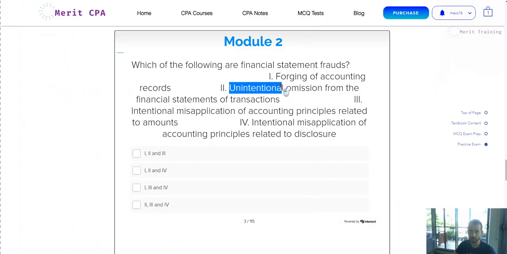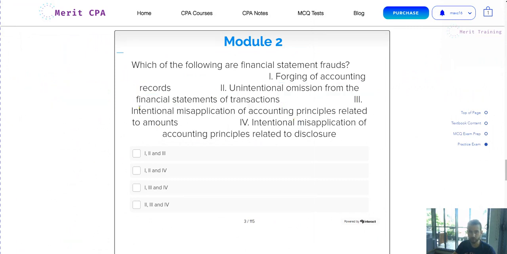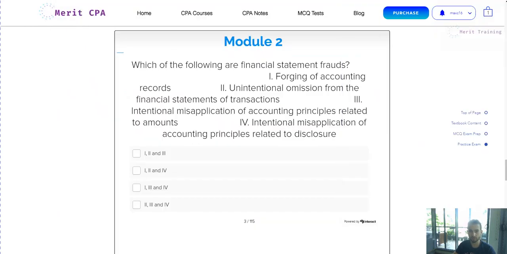It must be intentional. So this would not constitute financial statement fraud. Three, intentional, so that's good. Misapplication of accounting principles relating to amounts. Again, that would fall under this one. So it's intentional. If it was unintentional, it wouldn't count, but if it's intentional, it would. Misapplication of accounting principles, so that would also constitute financial statements fraud.